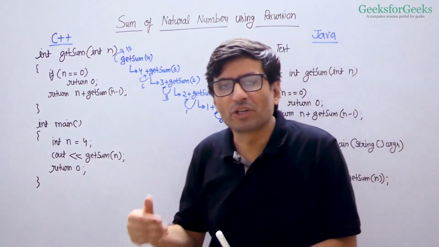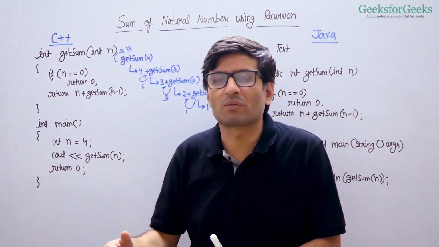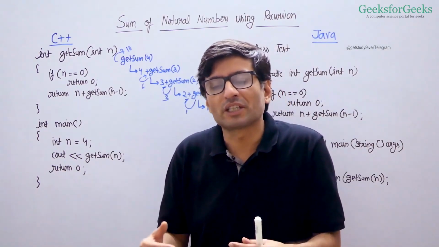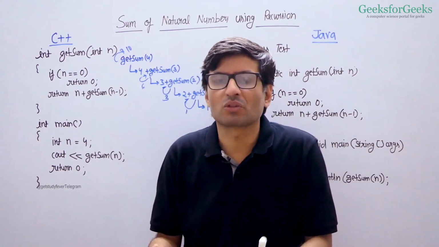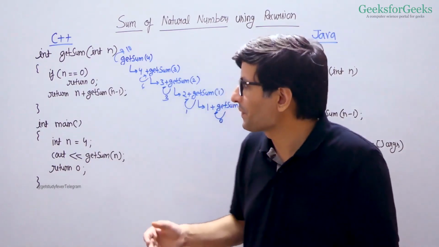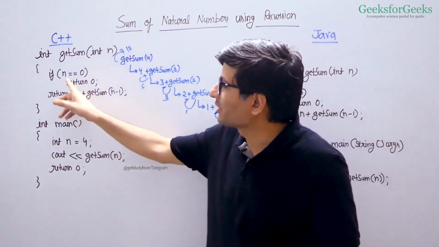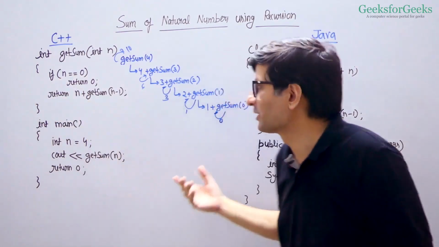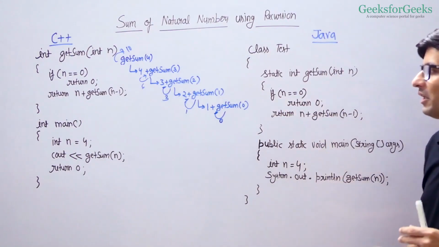When we are reducing a problem into a smaller problem and that further into a smaller problem, there comes a case where we cannot reduce the problem into smaller problems, and those cases are base cases. So 0 is explicitly handled in this code. We write if n is equal to 0, our answer is 0. Sum of 0 natural numbers is 0. This is the code in Java.